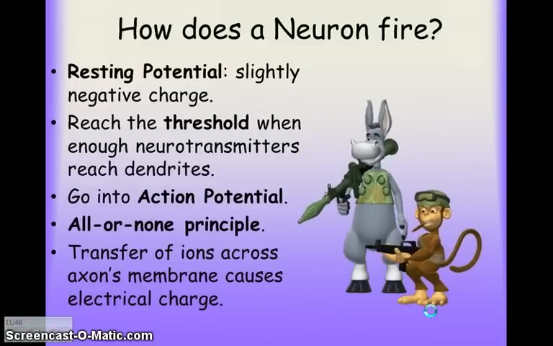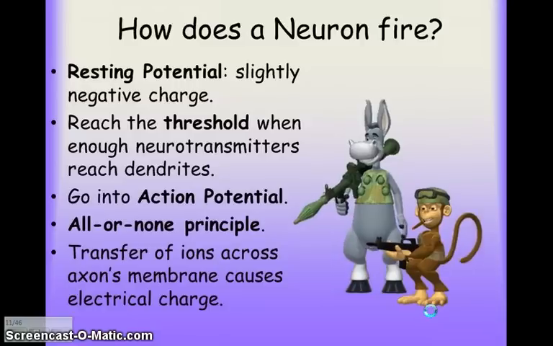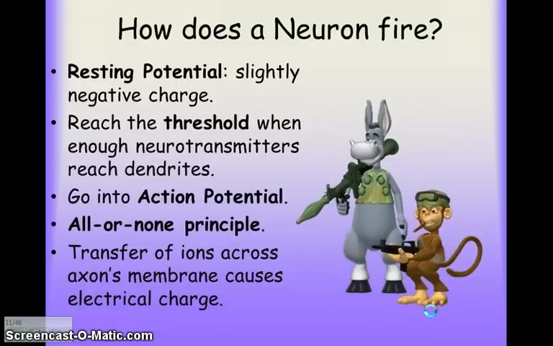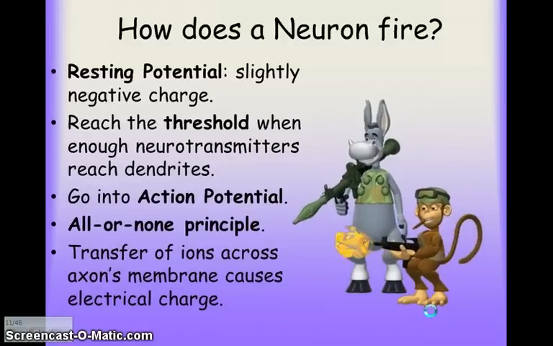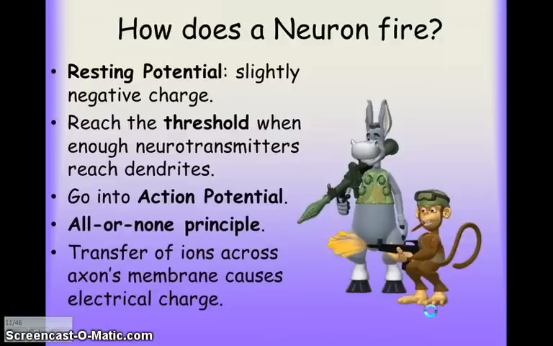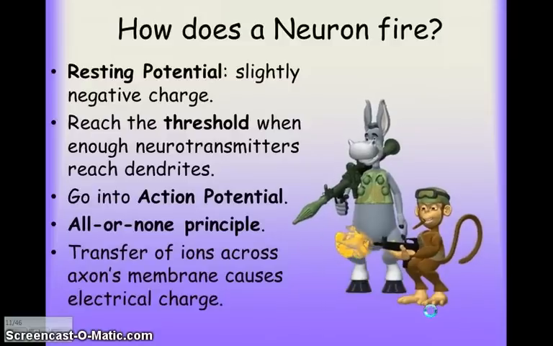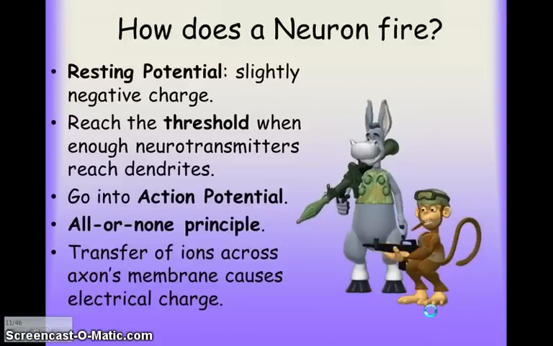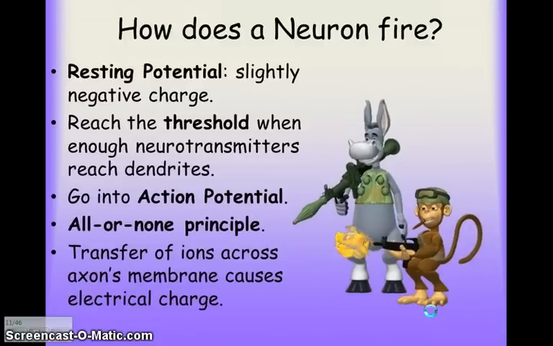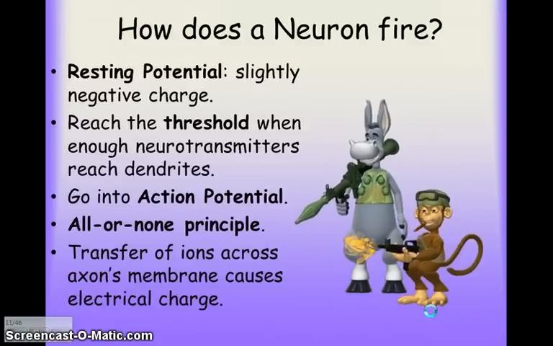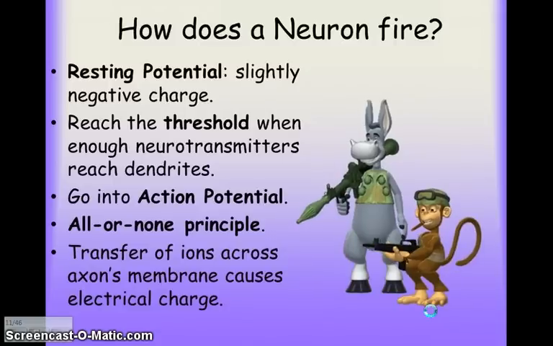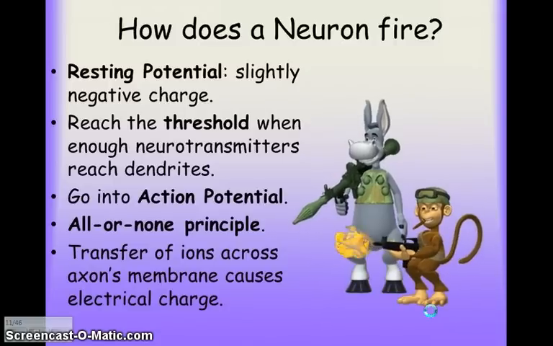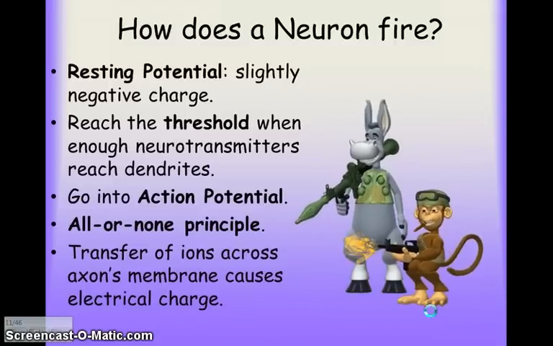So when there's enough chemical or enough neurotransmitters around the dendrites that it stimulates that neuron, it reaches a threshold, and then that neuron fires its message. That's what we mean when we say the neuron has gone into action potential. So, in other words, when it's not firing, we refer to it as resting potential. When it is firing, we talk about it being action potential. And there's a little bit of a different electrical charge to that.